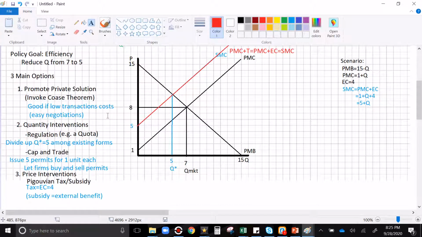So there's all kinds of stuff we can get into with global pollutants versus local pollutants. We can get into issues of uncertainty. And if we're not quite sure what the cost is to the firm, then maybe one of these will be preferred to the others. And a lot of it depends on the benefits from reducing pollution. There's a whole lot we can get into. But I think this is a pretty good starting point.